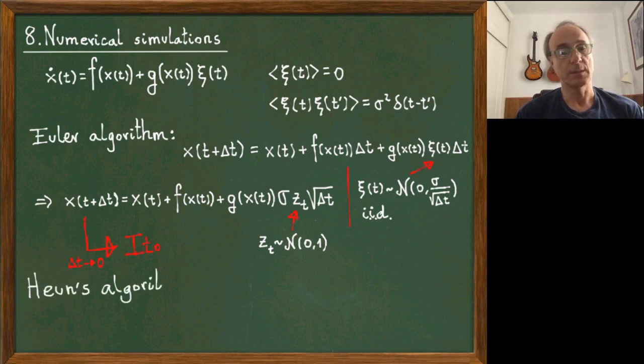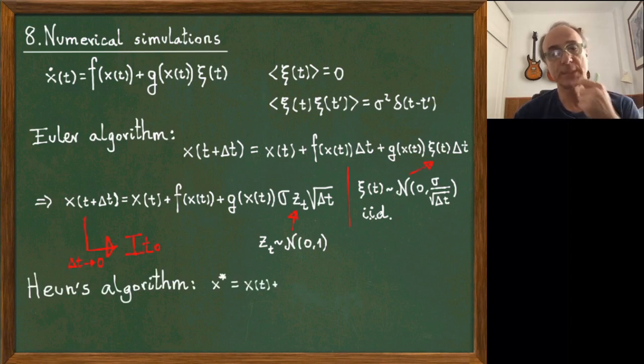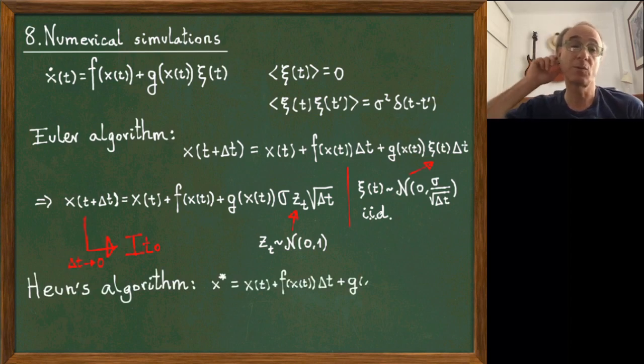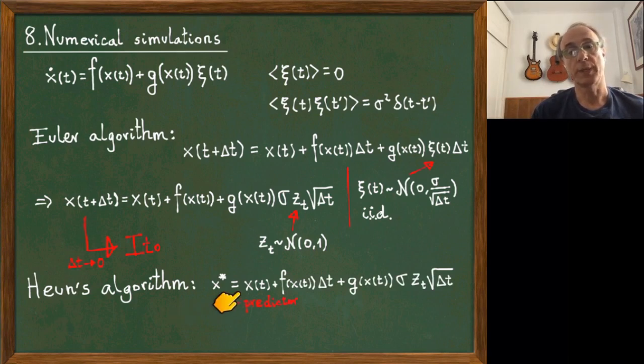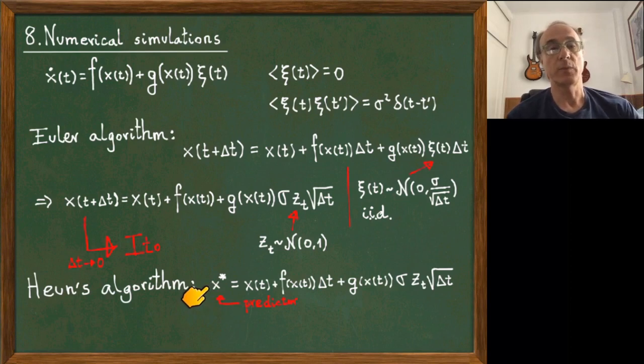So you can think of other, more sophisticated algorithms, like Runge-Kutta. One of the simplest Runge-Kutta algorithms is the so-called Heun's algorithm, or predictor-corrector. And the idea is to use the Euler algorithm to predict a value. So this x star is just the result of applying the Euler algorithm to our equation. But now we don't stop there; we use this prediction as a way to calculate the real, final value, which is the following.